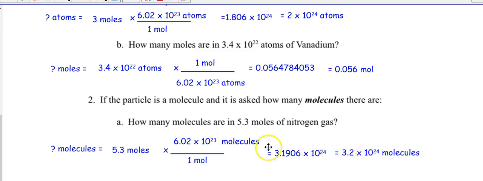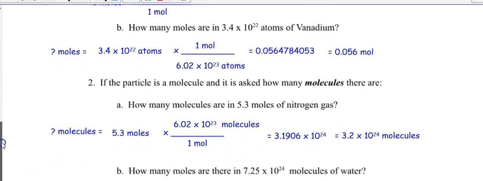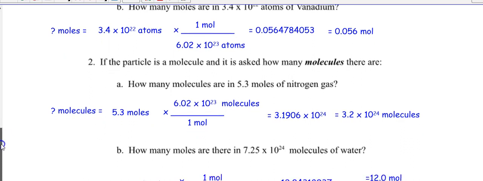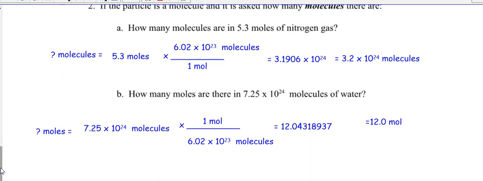Remember what I told you earlier? If you're using that EE button, make sure your display does or does not have an exponent in the answer. All right, and now let's look at this next one. How many moles? Go for it. All right, how did you do? This is what I came up with. 7.25 times 10 to the 24th, divided by 6.02 times 10 to the 23rd molecules, and I got 12.043, whatever, and I need 3 sig figs, okay?